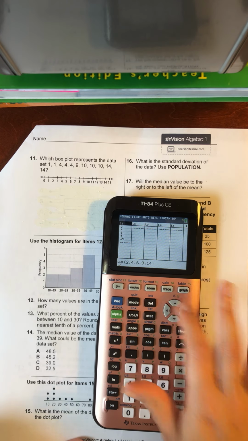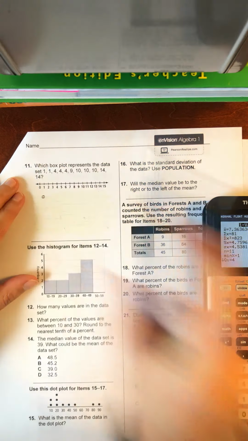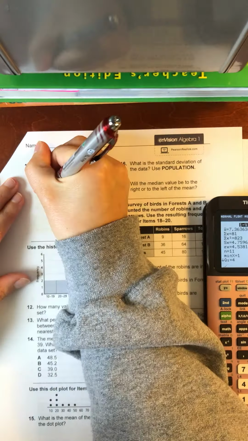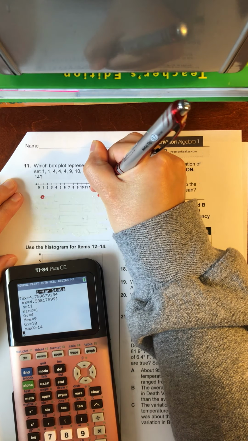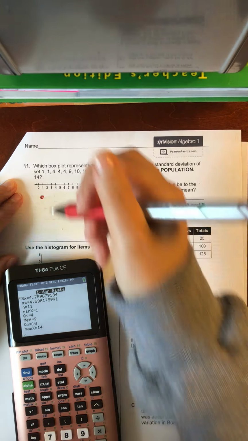So we know that our min is 1, so I'm going to put a minimum at 1. I'm doing this in pen because it's really hard to write on whiteout. Okay, there's a minimum at 1. There's a max at 14. Q1 is at 4. Q2, or the median, is at 9. And then Q3 is at 10. So then you draw the box, and you draw the whiskers, and you're good.